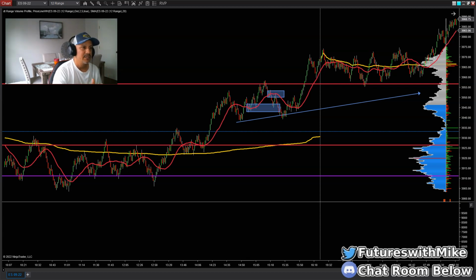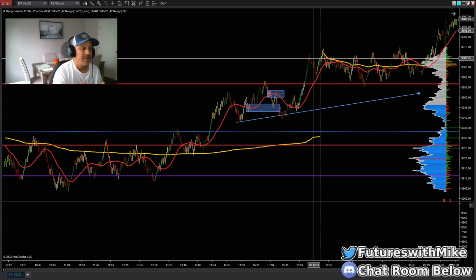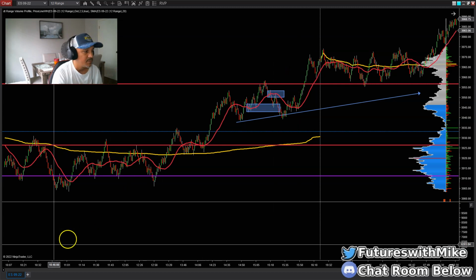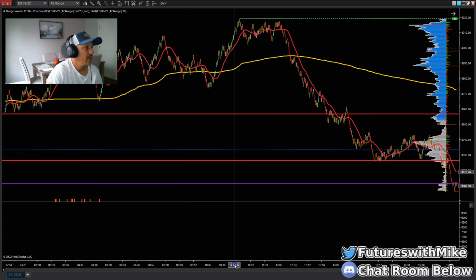Because most times we want to take the trade on the pullback, as long as it's not breaking the trend line or breaking the moving average, and we're moving in the direction of the market back up to an area of resistance, or back down to an area of support. Now let's look at one more example here, and then this is going to be it for this video.